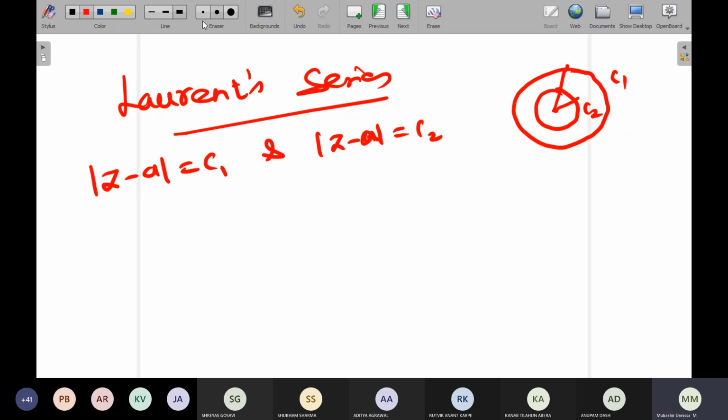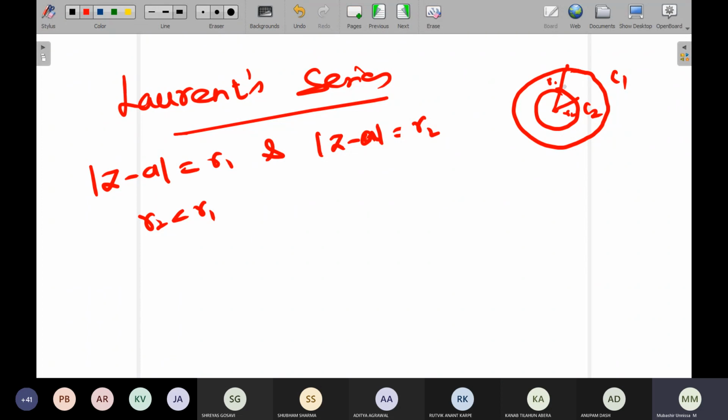Sorry, why did I write C1? C1 and C2 are circles; radius I should write, right? You can take R1 and R2. So mod z minus a is equal to R1 and mod z minus a is equal to R2, and R2 is less than R1. This will be your R2. This will be your R1.